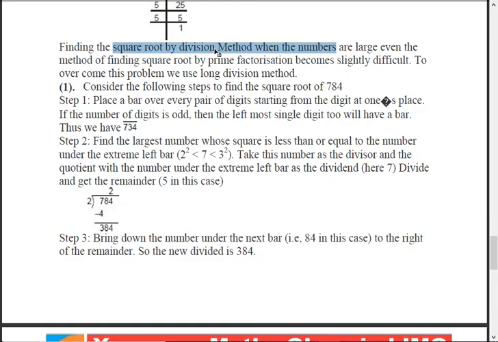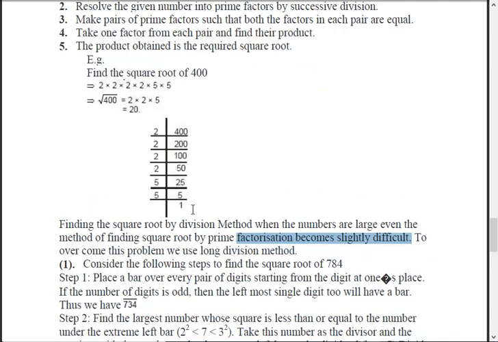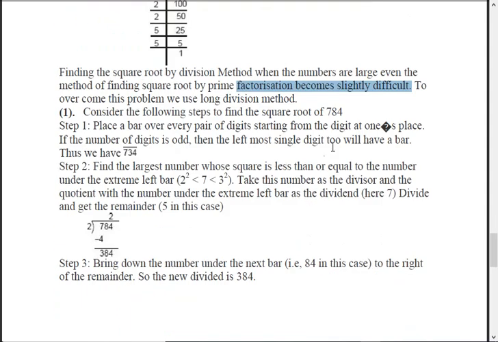Finding the square root by the division method. When the numbers are large, even the prime factorization method becomes slightly difficult. If there are huge numbers, then the division method is very easy. We have solved many examples using the division method in our practical videos. Let's take one example, 784. If you go on dividing this by 2, 2, 2, 2, it becomes huge.